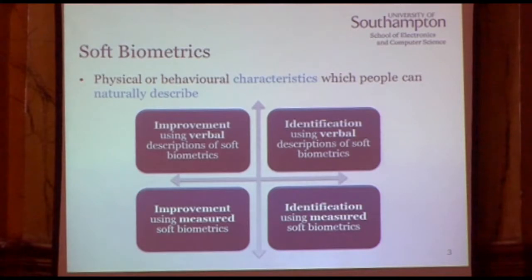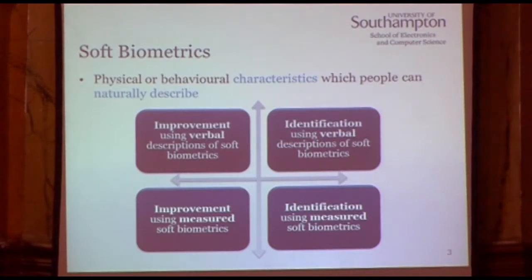Now, we see one of the major benefits of soft biometrics is that it can be naturally described by humans, and it's the only biometric for which that is the case. So with typical biometrics, you have a semantic gap between how we as humans describe other people and how computers describe people. So we have this gap between representation.